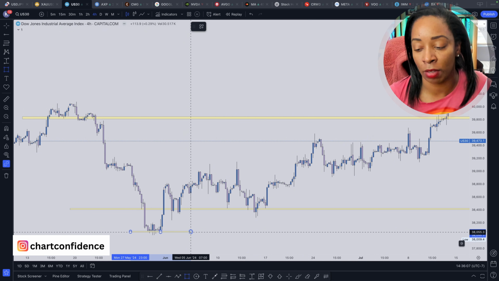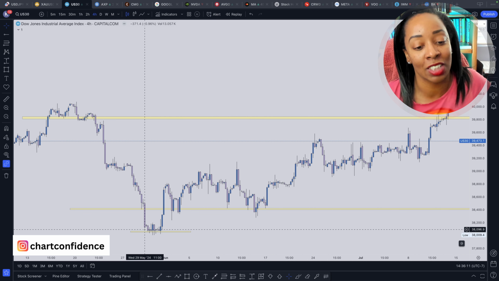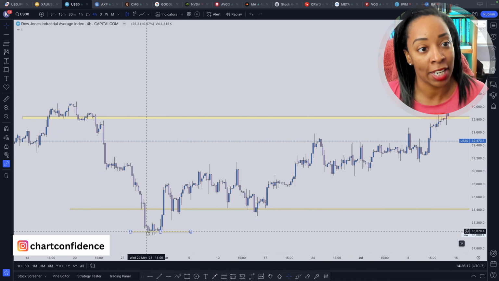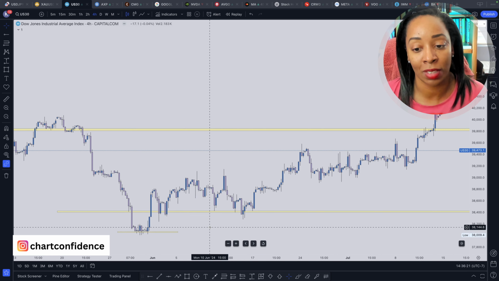at 38,055, mainly because there was a lot of rejections, and this looks like a really strong rejection level that all of these candles, all these H4 candles just kept rejecting. So I definitely want to mark that off.